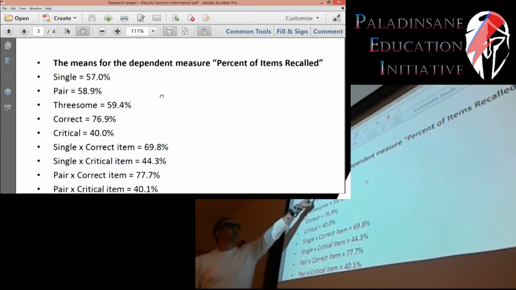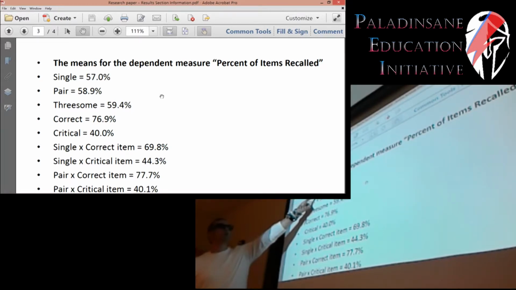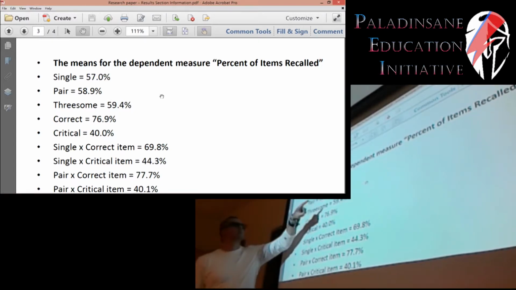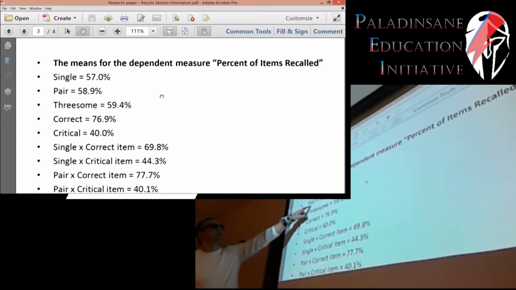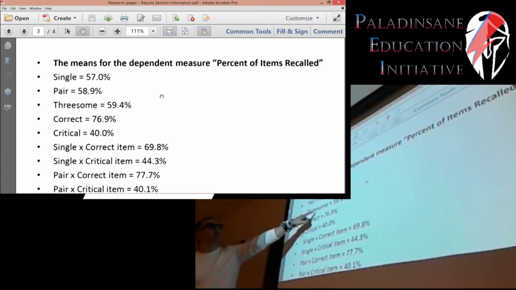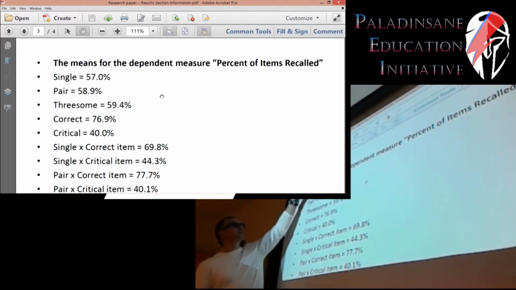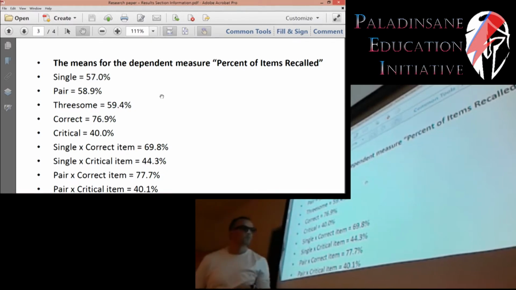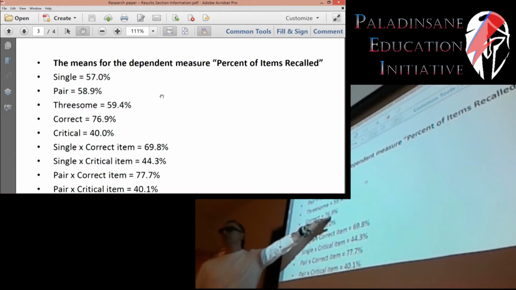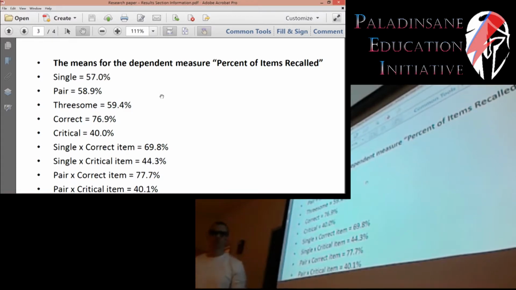So for example, singles, individuals completing this experiment alone, recalled 57% of the items. Pairs, people working together in groups of 2, recalled about 58.9%. Groups of 3 recalled about 59.4%. Those are the actual numbers for singles, pairs, and groups of 3. For correct items, we just discussed this: correct items were recalled at 76.9%. Critical items, or the false memories, were recalled at 40%.